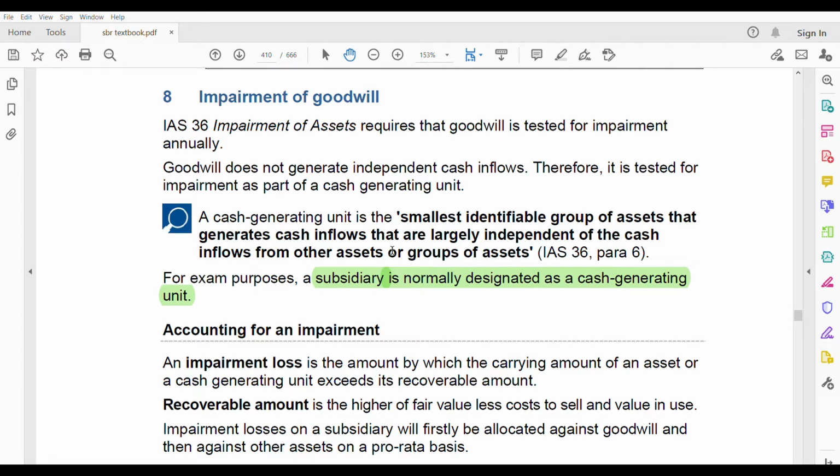When it comes to IFRS 3, when it comes to group accounting, when you have to impair the goodwill, there's a subsidiary. We are not given a cash generating unit like under IAS 36, where you allocate the impairment loss first against goodwill, then against other assets on a pro rata basis. No, when it comes to this, the subsidiary itself is taken as a cash generating unit.